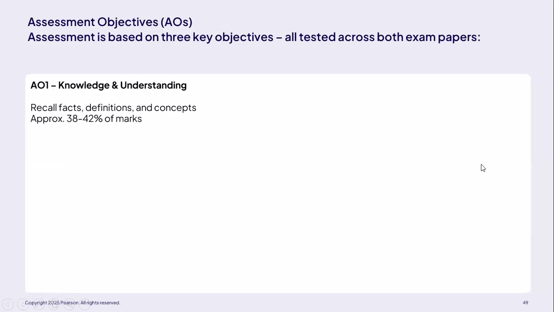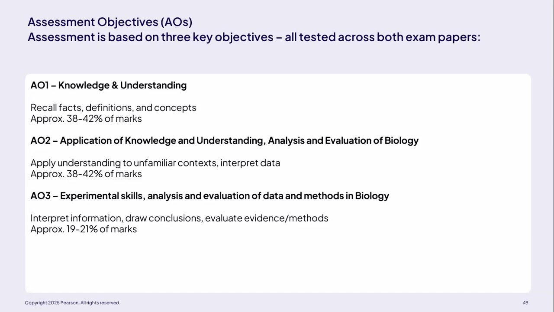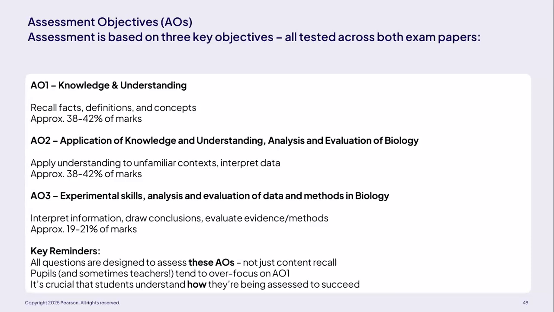So AO1 is recall of definitions, recall of concepts. AO2 is the application of that knowledge. So it's applying understanding to unfamiliar contexts and interpreting data. And then AO3 is experimental skills and analysis, and it requires interpretation of information, evaluating evidence and methods, and designing practicals that are not a core practical.